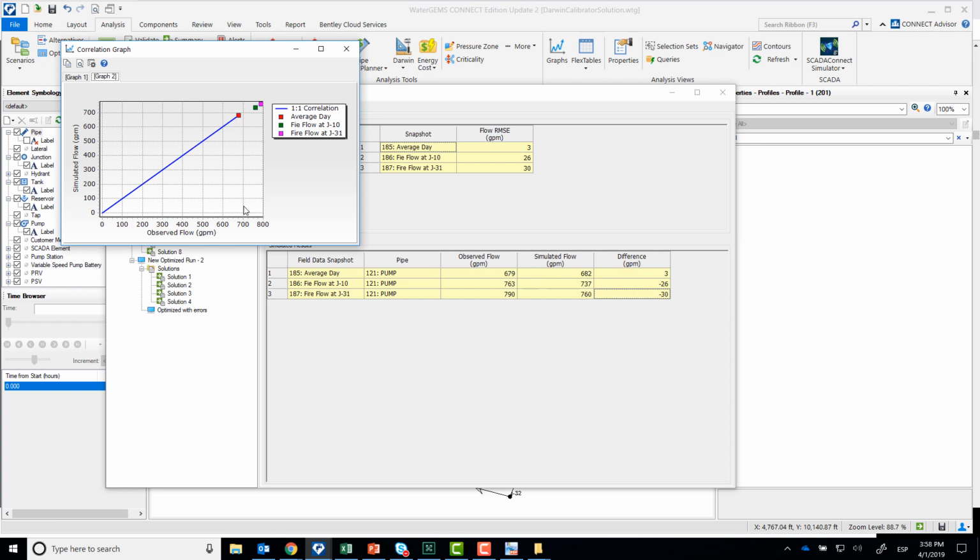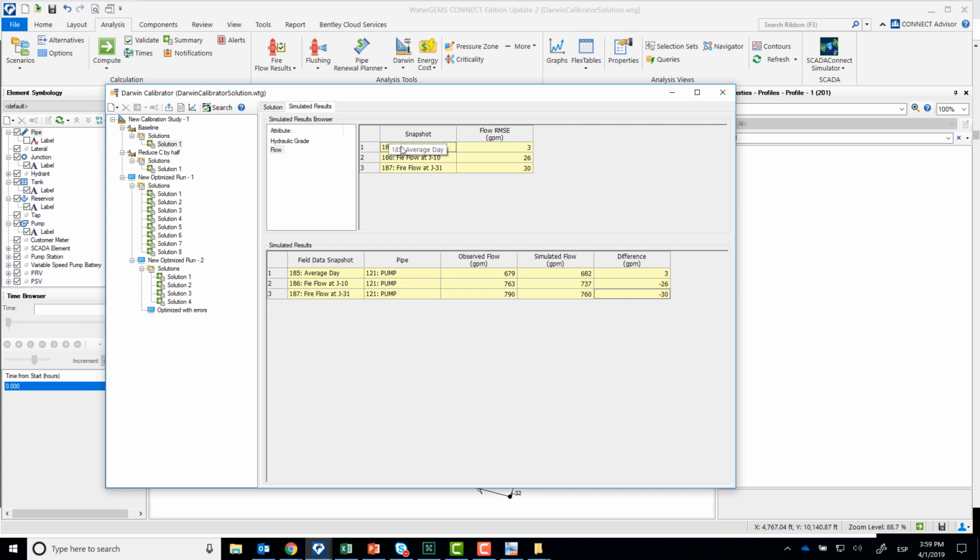And the next one, fire flow at J10, the green, is here where it should have been on the blue line. You can easily see how far we are between our simulated and our observed. So again, we're aiming for something where all our field data lines up exactly or as close to that blue line as possible. That would indicate a perfect correlation, right? 1-to-1.